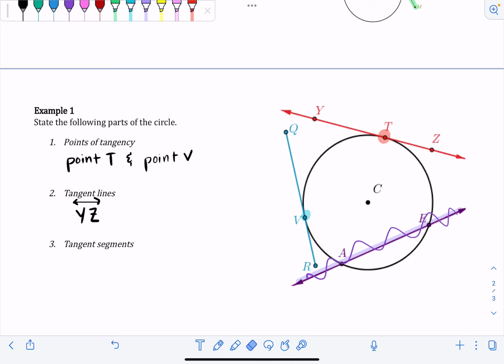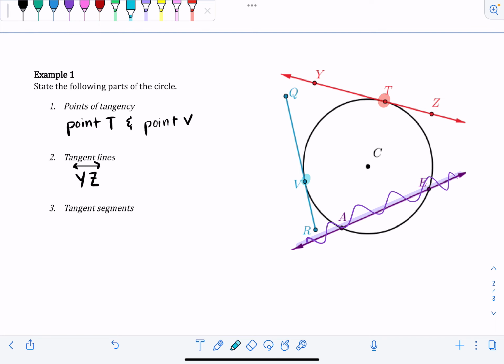Okay, and then for the tangent segments, we will have a bit more to pull from. We have to pick every single segment that has an endpoint at the point of tangency, and there's actually going to be 4 of them. The first one, I'm going to work off the red one since we just did that. The first one would be from T to Y. It has the endpoint T at the point of tangency, and it goes to point Y. So we would say segment TY, or YT. And then there's also the other side of T, from T to Z, that's another tangent segment.